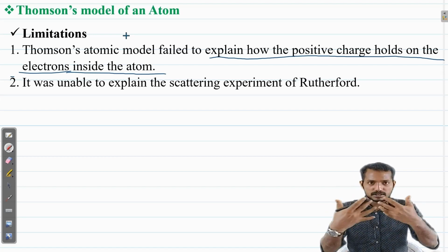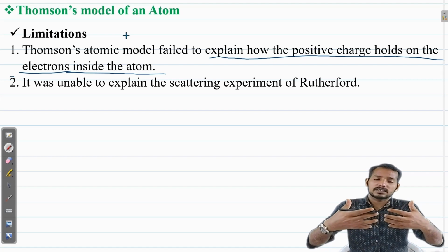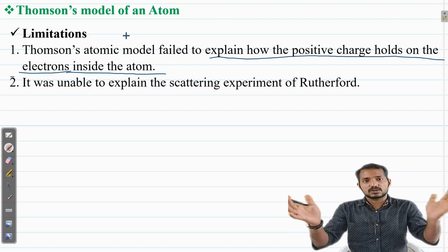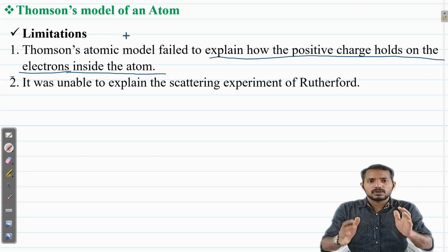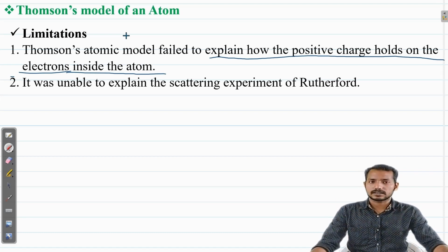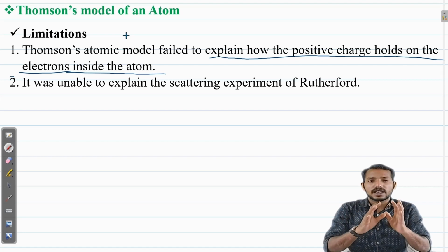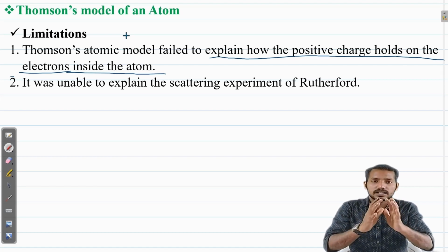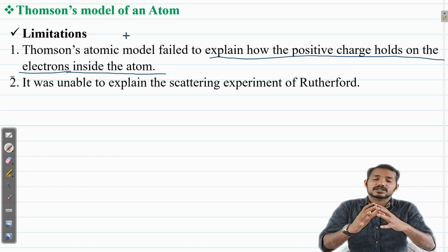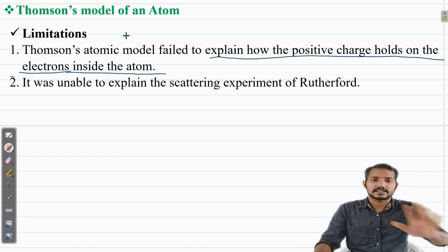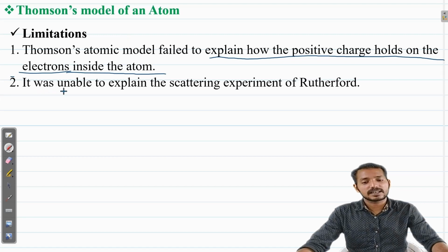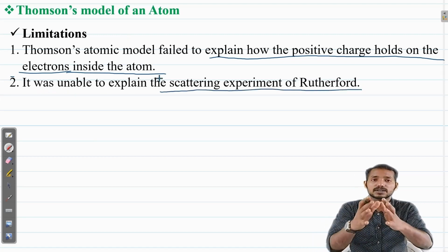Will there be repulsion between the electrons, and because of that will the electrons move away towards the edge of the sphere? Many questions arise. That means those things cannot be explained. His model said nothing about the interaction between the charged particles inside the atom. The second limitation is that it was unable to explain the alpha particle scattering experiment of Rutherford.